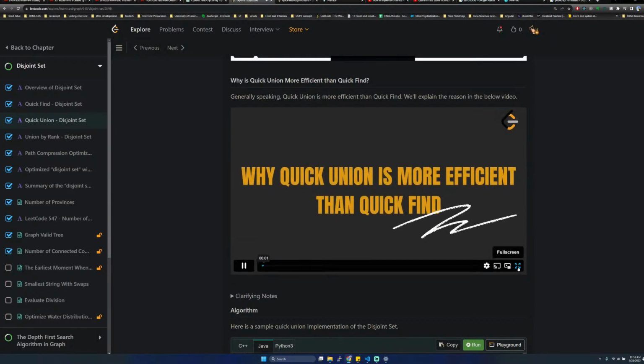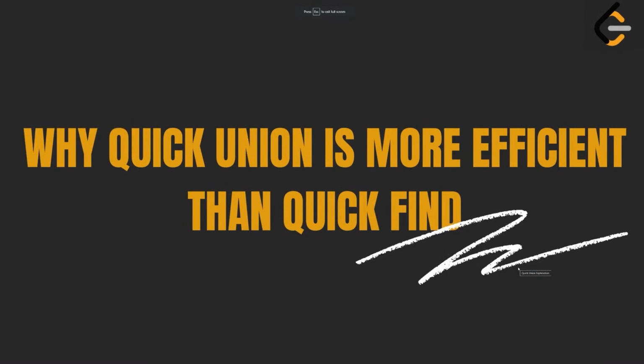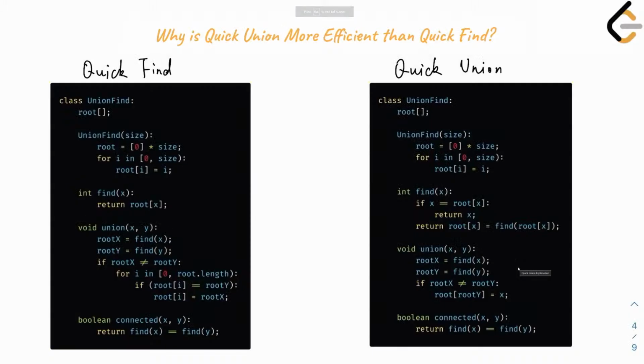Hello and welcome to another Leetcode video tutorial. In this video, I'll explain why quick union is more efficient than quick find. Here, the code on the left is quick find, and the code on the right is quick union. There are two major differences between the code snippets. One is the find function, and the other is the union function. This is the find function, and this is the union function. The rest of it is the same.